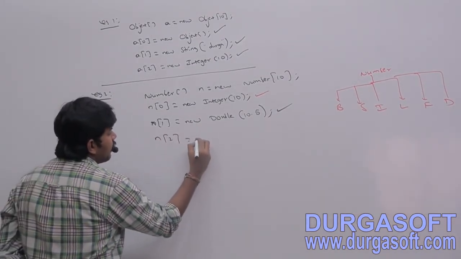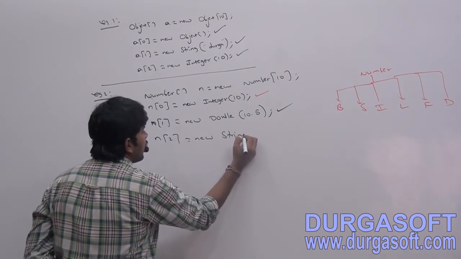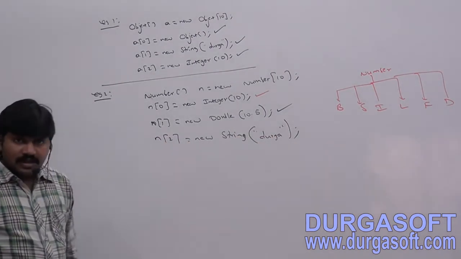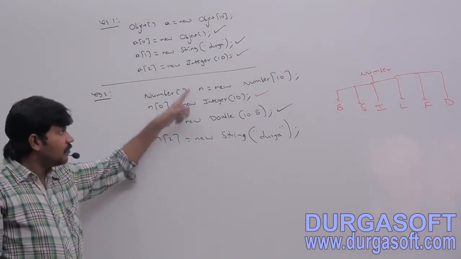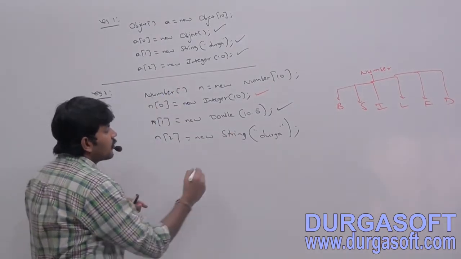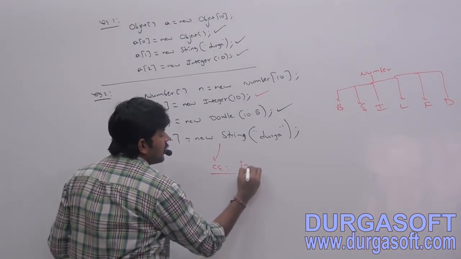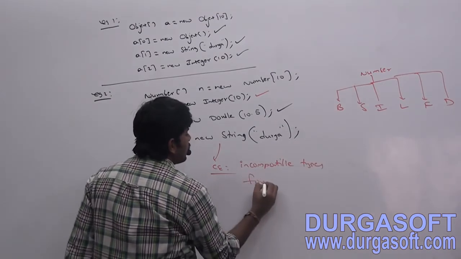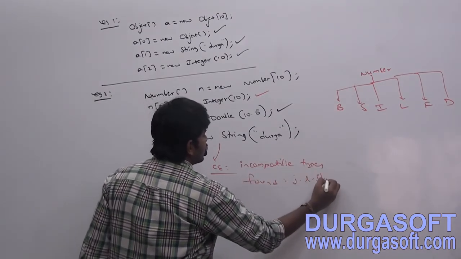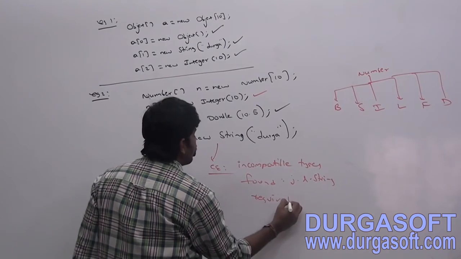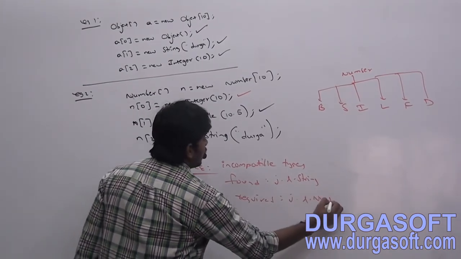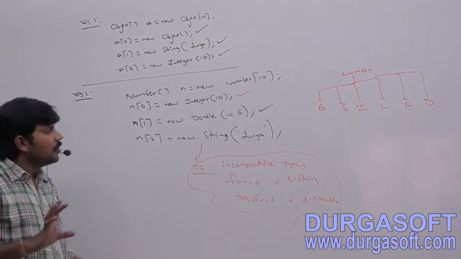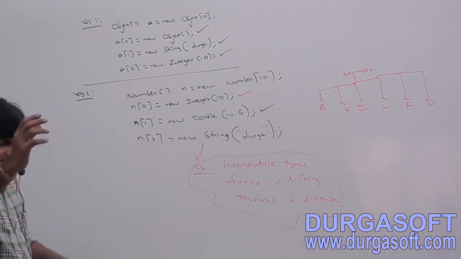N of 2 is equal to new String of Durga. Is it valid or invalid? Invalid, because String is not a child class of Number. That's why we immediately get a compile-time error saying incompatible types: found java.lang.String, required java.lang.Number. I hope it is clear for all of you. Make sure you have clear clarity.